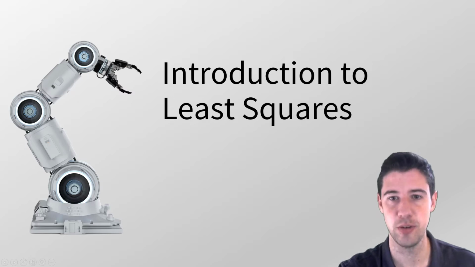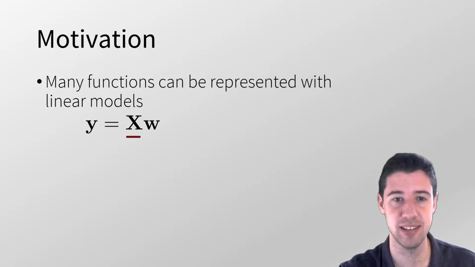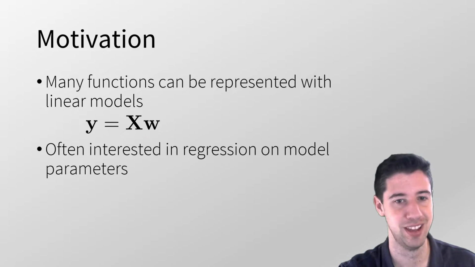Let's talk about how you can use least squares to perform model regression. As we mentioned in a previous lesson, we can represent a wide range of functions using a linear model of the form y equals x times w, where y is a vector of outputs, x is an input matrix where each row is a set of inputs, and w is a vector of weights for the linear model.